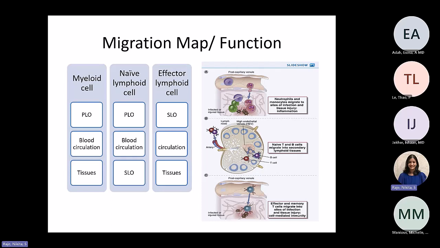Versus naive lymphoid cells, naive means that they are mature lymphoid cells, but they haven't come across an antigen that they can interact with. So these are produced in the primary lymphoid organs, then they go to the blood circulation, and then they go to the secondary lymphoid organs. As we talked about the recirculation, that's where these naive lymphocyte cells are going to go. Effector lymphoid cells, on the other hand, are produced in secondary lymphoid organ, and we'll talk about how that process occurs. Then they move to blood circulation, and then they go into the tissues.